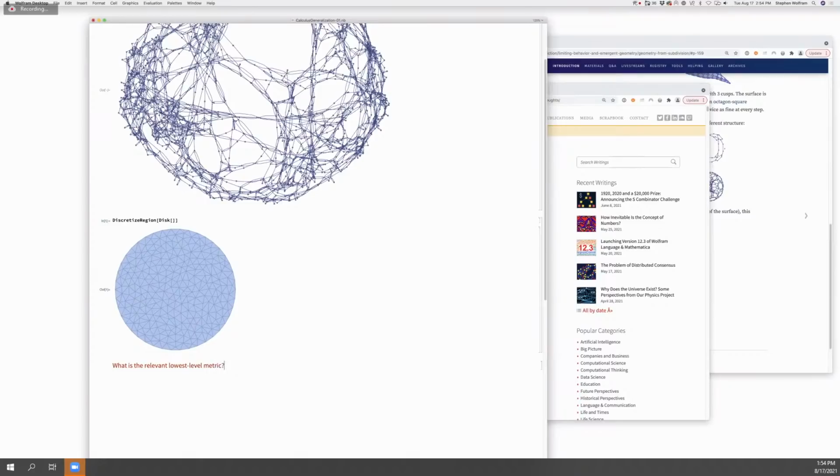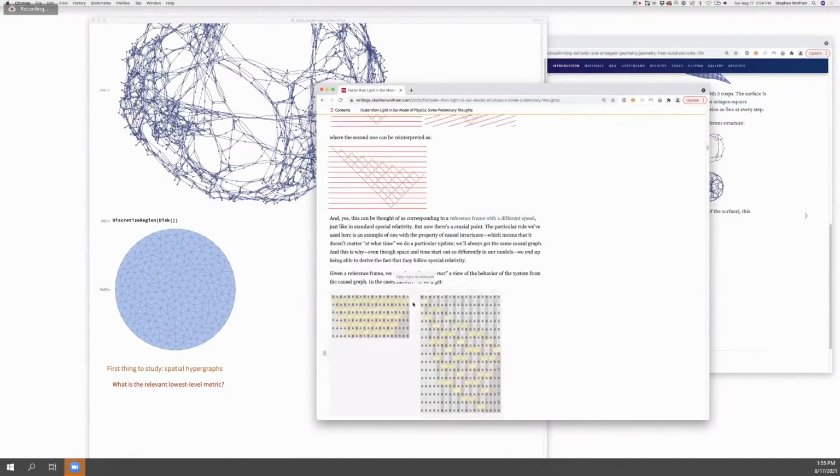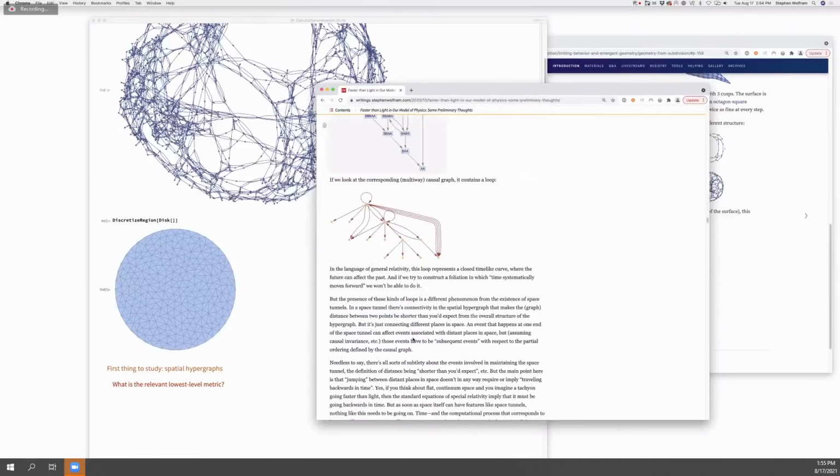Okay, so the first thing to study is spatial hypergraphs. But spatial hypergraphs are a fake at some level, because they are in some foliation, a particular time slice of this causal graph. They are reconstructed from a causal graph. And the better thing to do would be to actually look at these reconstructed graphs. Does that make sense?